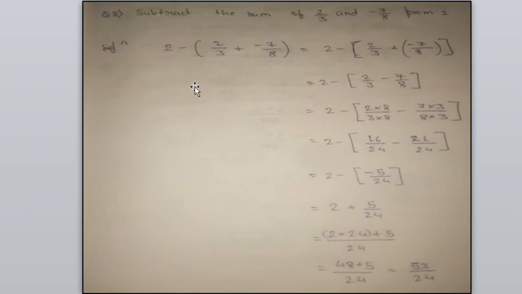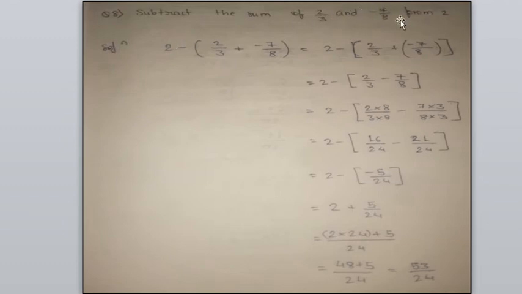Then question number 8. Subtract the sum of 2 by 3 and minus 7 by 8 from 2. So listen carefully to the question. What is given in the question? Subtract the sum of these two rational numbers from 2. Means first we have to add these two numbers, and whatever we get as the addition of these two rational numbers, we have to subtract that addition from 2.